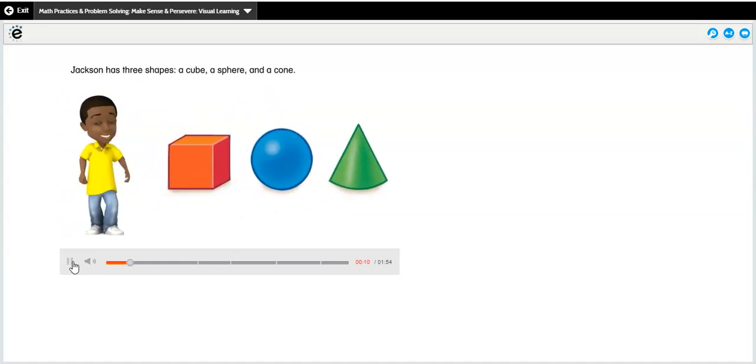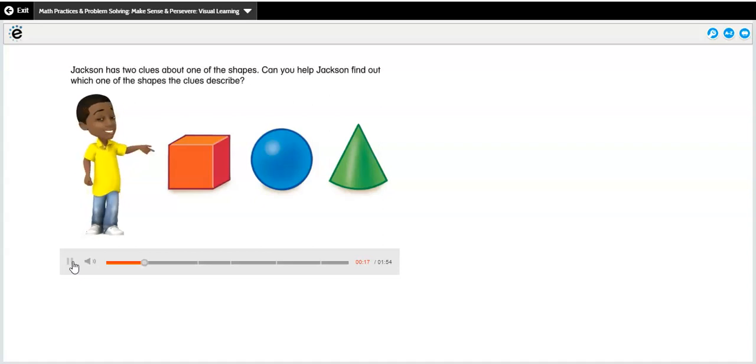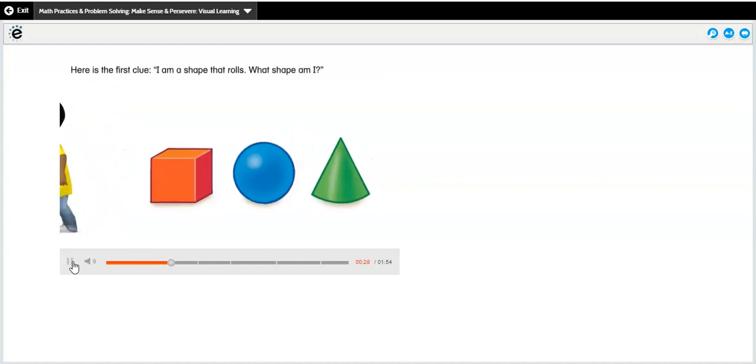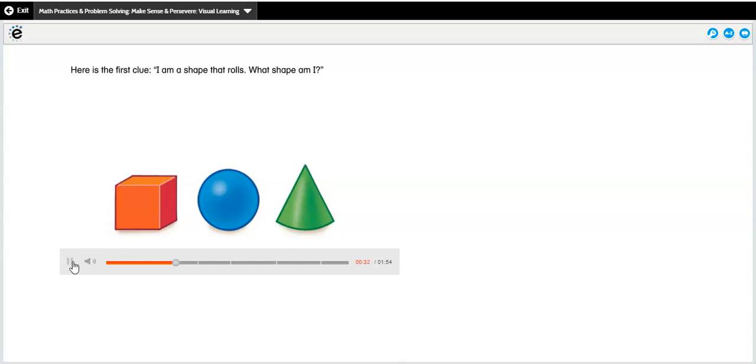Jackson has three shapes: a cube, a sphere, and a cone. Jackson has two clues about one of the shapes. Can you help Jackson find out which one of the shapes the clues describe? Listen to the clues. Here is the first clue. I am a shape that rolls.